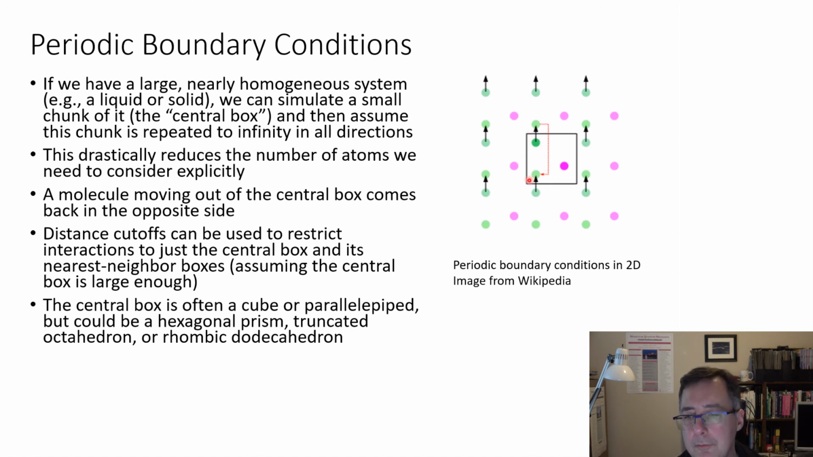The central box, I've drawn it as a box in this little diagram. It could be a cube. It doesn't have to be a regular cube. If it's a different kind of solid, it could have different dimensions in x, y, and z. That's possible. Other things are more complicated, but possible as well. You could have truncated octahedrons. You could have more complicated shapes that sometimes do come up in chemistry.